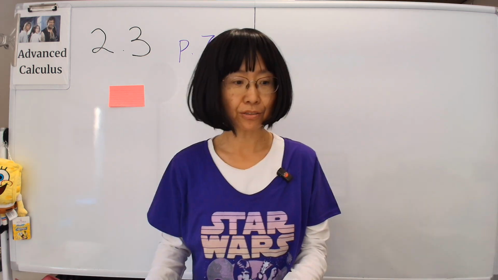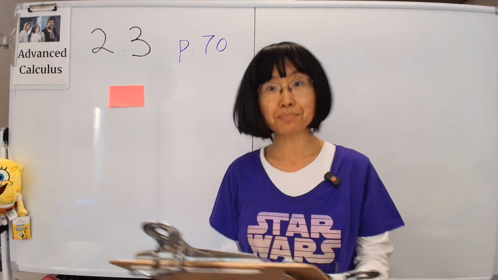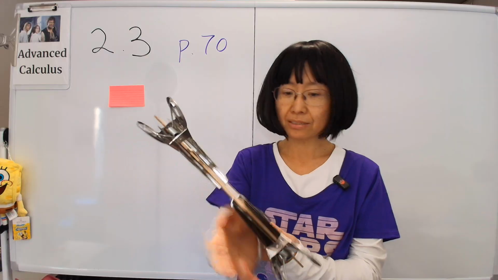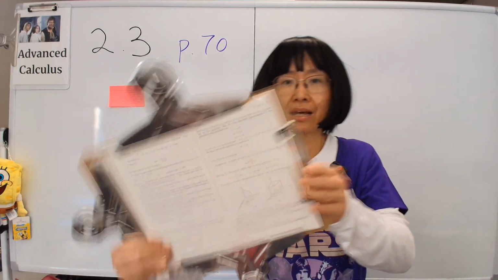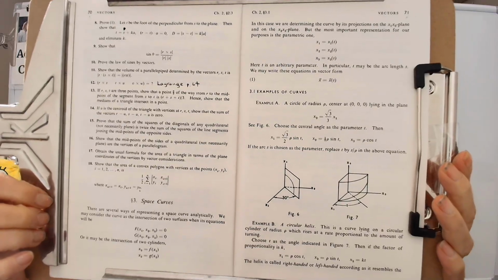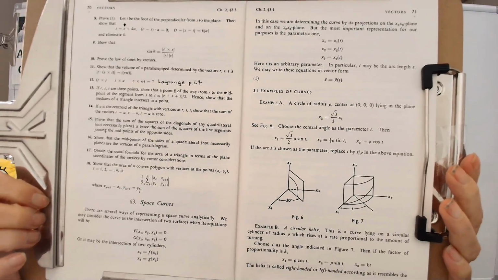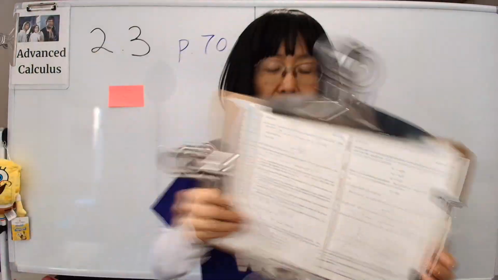Today we are going to do section 2.3, space curves. So first let's scan the book, okay? And this is the old page already scanned, but I want to show it to you again. Page 70 and 71, okay?